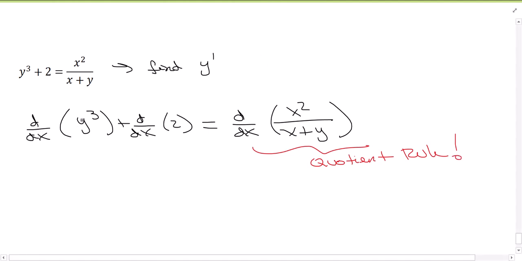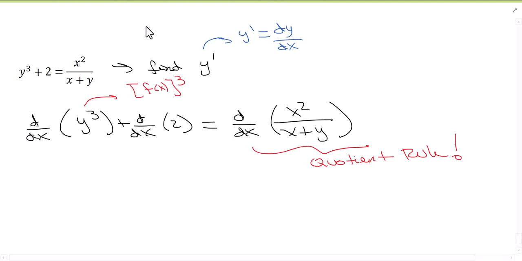So derivative with respect to x of y cubed. So notice here, again, try to think of this as if you have f of x cubed. y is implicitly a function of x. Anytime you're asked to find y prime, which is dy/dx, that means you're taking the derivative of y with respect to x. That means that y is implicitly a function of x. So how would you take the derivative of this, right? Then the chain rule is needed.